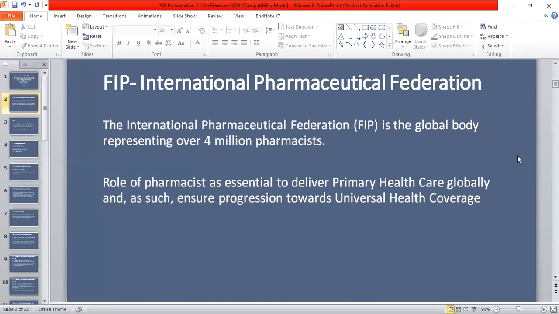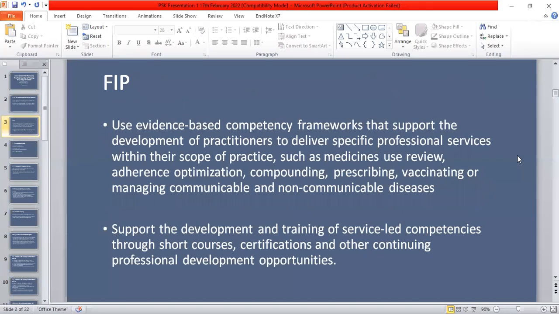is as pharmacists. So the International Pharmaceutical Federation, FIP, which is a global body representing over 4 million pharmacists, reminds us that the role of the pharmacist is essential to deliver primary healthcare globally, and as such, ensure progression towards UHC. So UHC is a very important component of achieving health goals that we're going to see both nationally and internationally. And the pharmacist plays a very central role in ensuring that this is achieved.